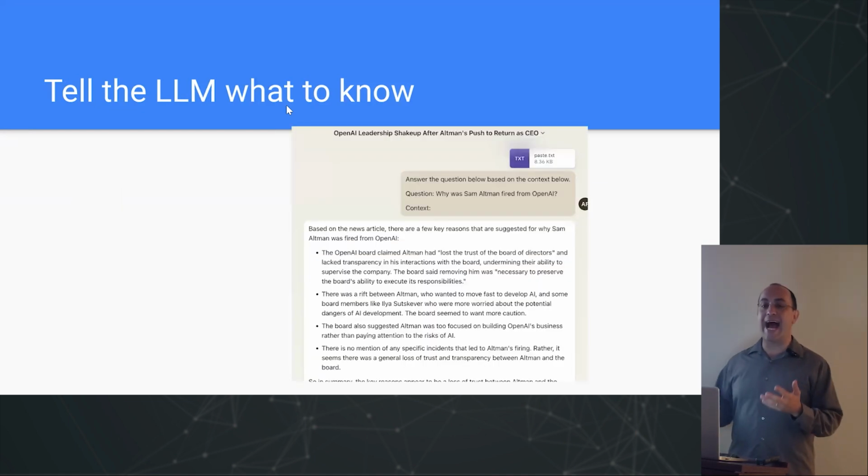I then asked the same model again, but this time I copied and pasted the text of a news article about it, and it was able to then read the news article and answer. It's not getting the answer from its vast knowledge base. It's getting it from the context that I put in. So this is a way that you can put in your own context and explain.